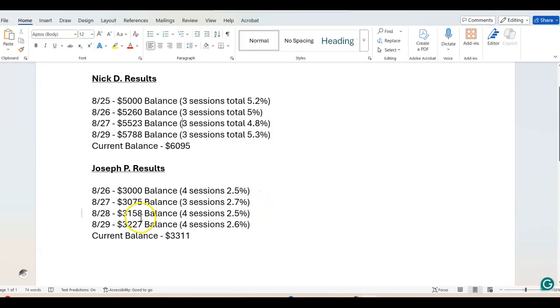The next day he played again, he's already up to 3,158 just in a couple of days. This day he played 4 sessions and he made his 2.5. He wants to make, like I usually do, anywhere between 1.5 to 2.5 as his target for the day. Real tight, and I love it.